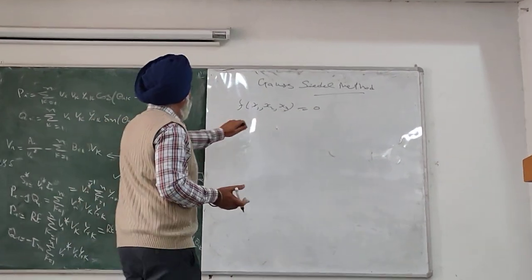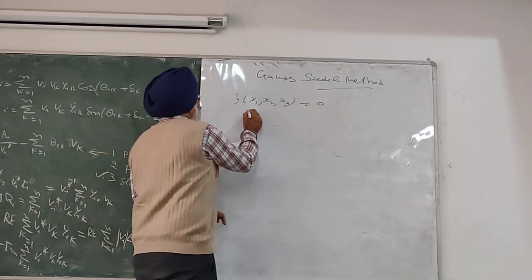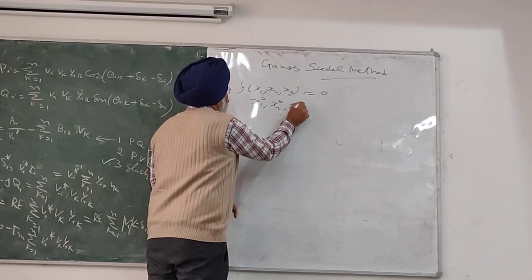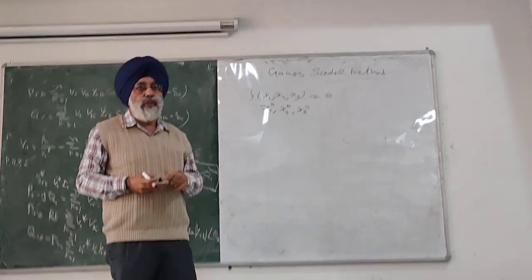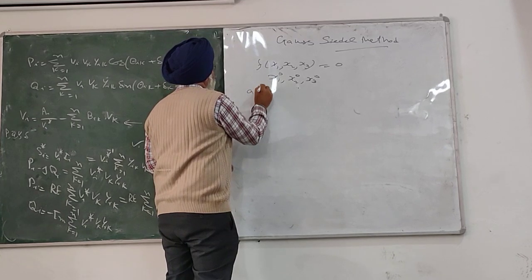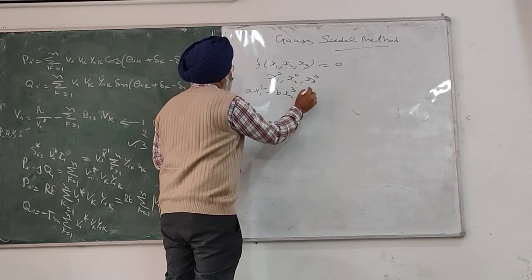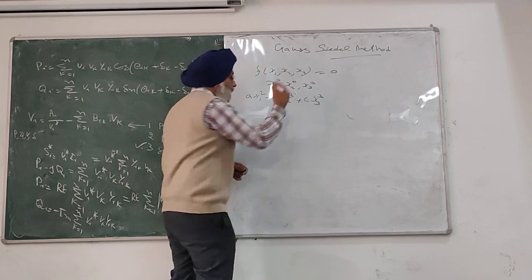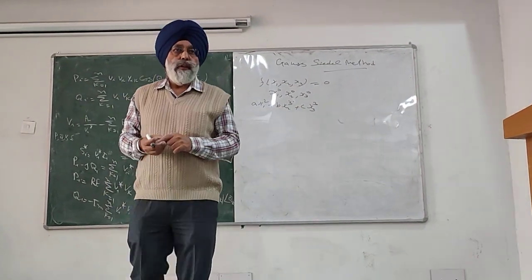So for that, we can assume the initial values of the variables, means x1 0, x2 0, x3 0. When we substitute these values in the function, let us suppose we have an equation like a x1 square plus b x2 cube plus c x3, like this. Means we have three different variables.